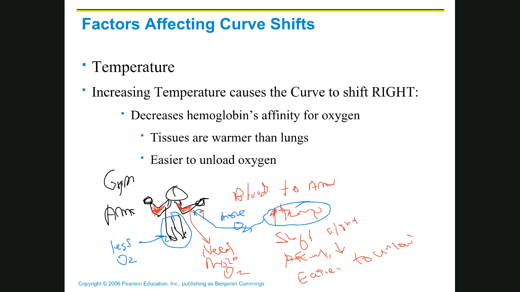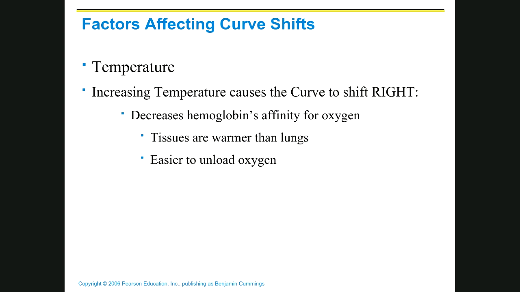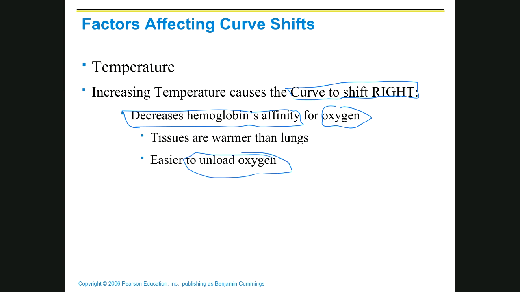Any questions about it? So look at that. Look, increasing the temperature causes the curve to shift to the right. Shifting the curve to the right decreases the affinity hemoglobin has for oxygen, and so that's going to make it easier to unload oxygen. So any tissue that's hot, any tissue that has heat, I'm going to deliver more oxygen.